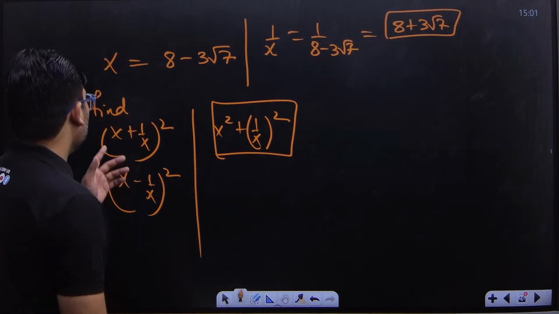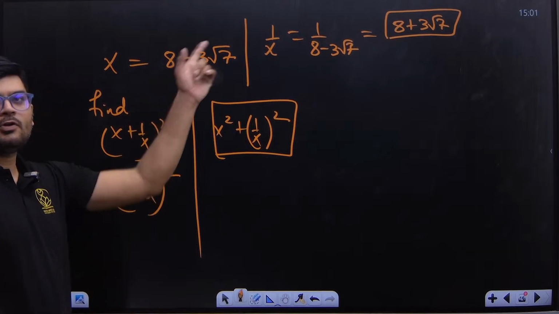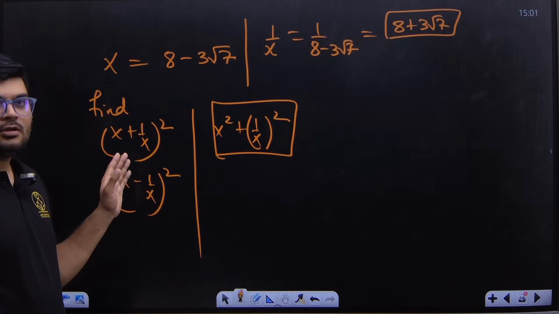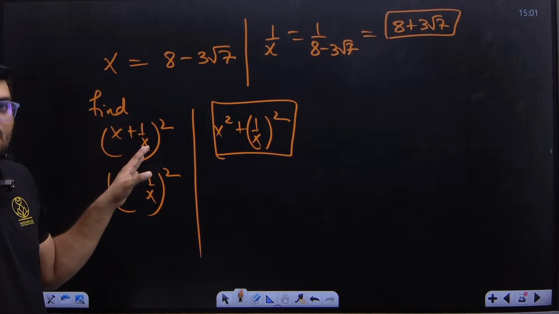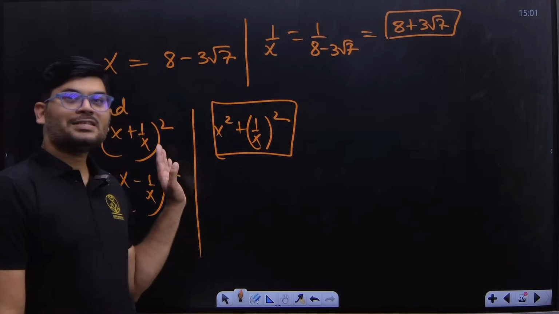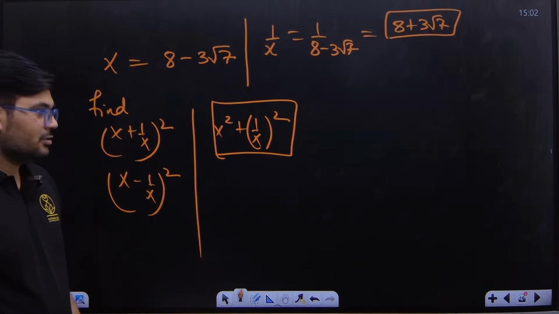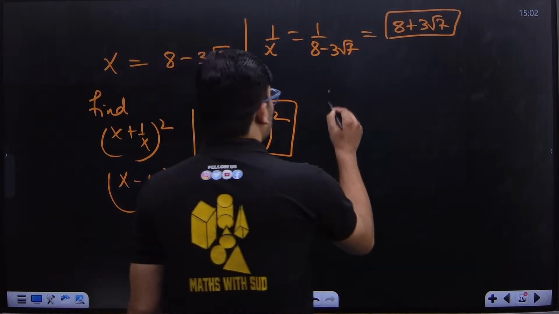So now when you do x + 1/x, what part are you going to get cancelled? You're going to get the irrational part cancelled. So it'll just be 8 + 8. My dear, 8 + 8 will be 16. 16 squared will be 256.